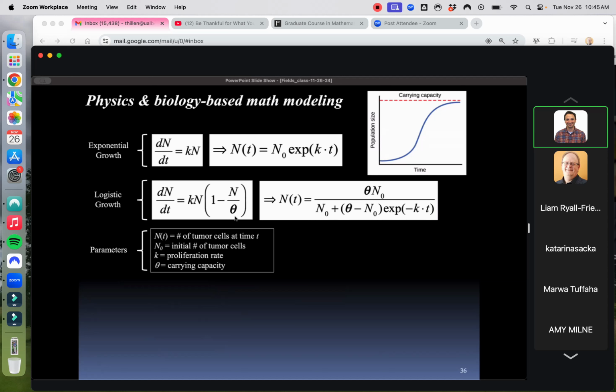So here's theta right here. This is the carrying capacity. As N gets close to theta, this number gets close to 1. So 1 minus a number close to 1 is close to 0, and the rate of change gets close to 0, and that's what this leveling off is. We know this, right?